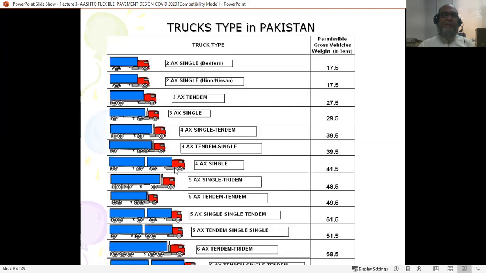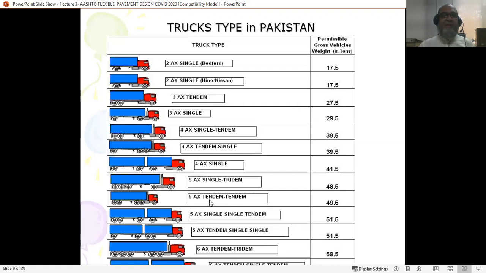Now this type is actually owned by NLC of Pakistan. We will always see these types of trucks on Pakistan highways with the name NLC, National Logistics Cell. Then there is a five-axle vehicle with a tridem axle. Single axle here, single axle here, and three axles together. This is what we call a tridem axle vehicle.